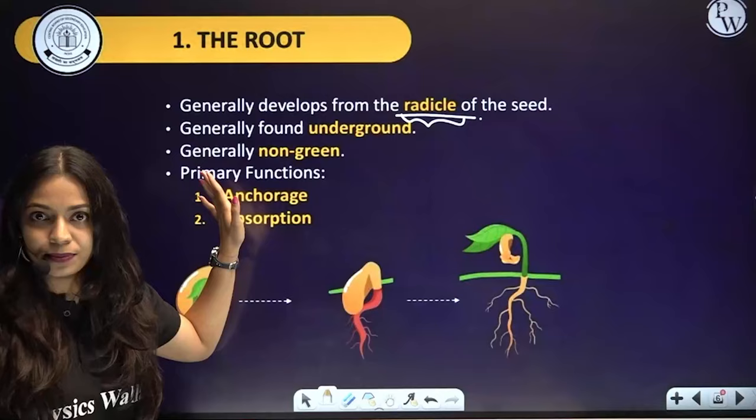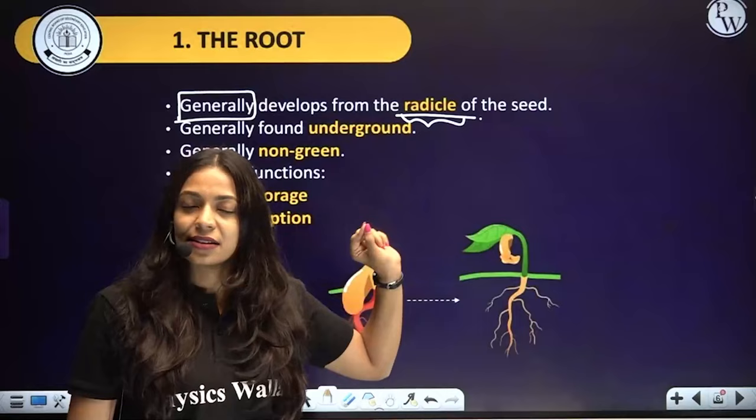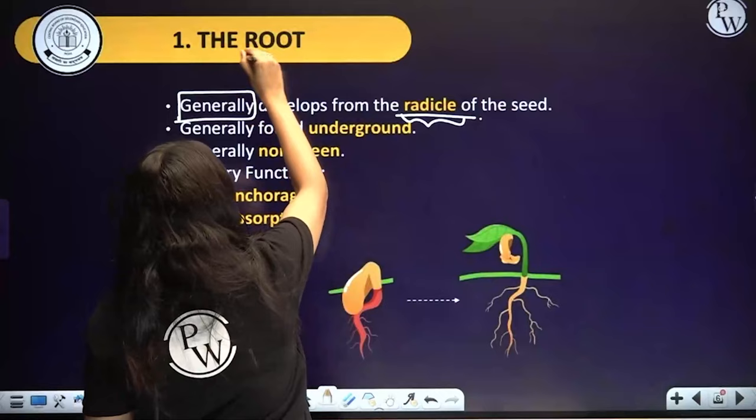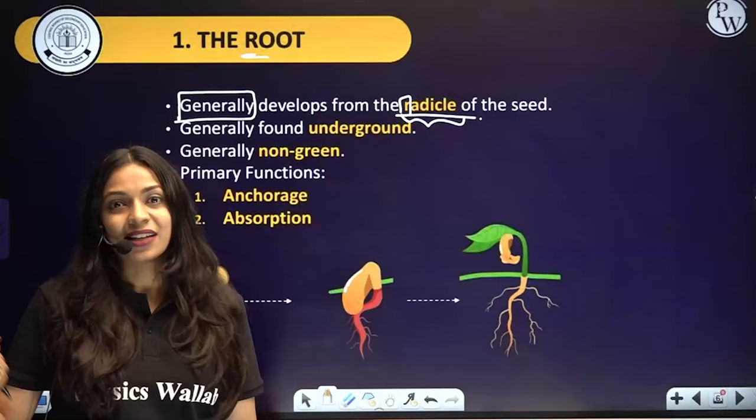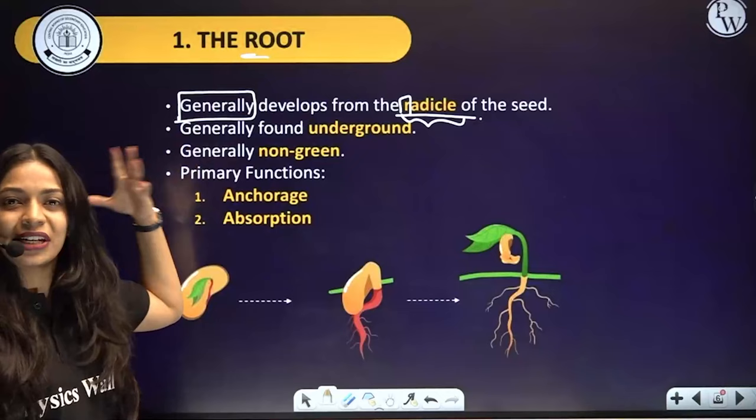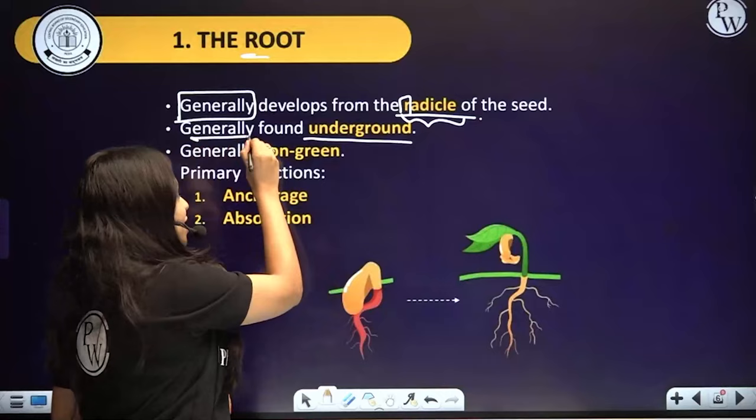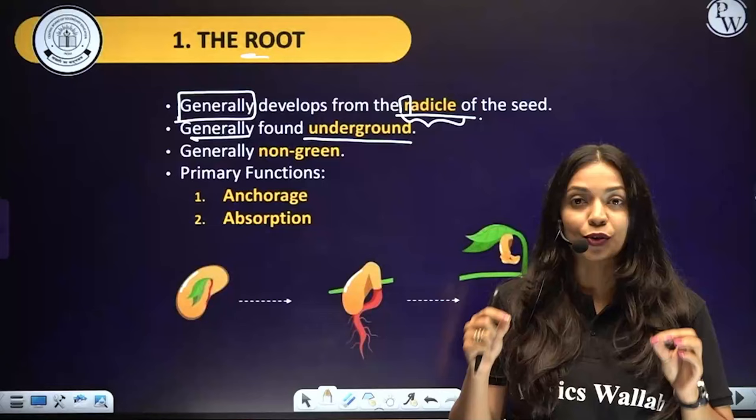Okay, why I'm saying generally, you will know shortly. There are exceptions, but usually it is the radical which will give rise to the root. One easy way for you to remember this is root begins with R, radical also begins with R. So it is the radical part of the seed that will eventually give rise to the root, right? So the first point about root is that it usually develops from the radical of the seed. Generally found underground. Again, we are saying generally, okay? It's not always. Most of the time, roots are found under the soil, so they are underground.